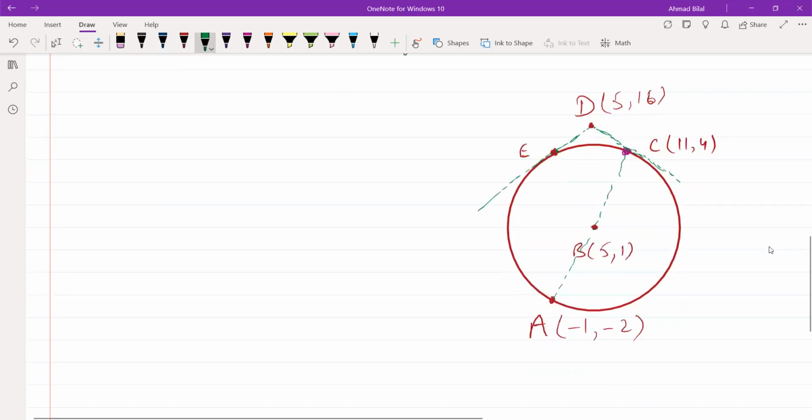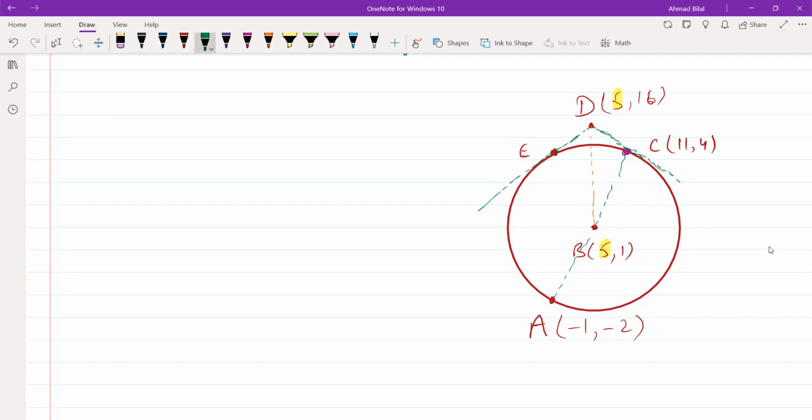Now there's something interesting here, and that is we see that the center's x coordinate was 5, and the x coordinate of D is also 5. What that means is that the point D is vertically above the point B. It's exactly above it here. Right? It's directly above the point B. It's vertically upwards there.